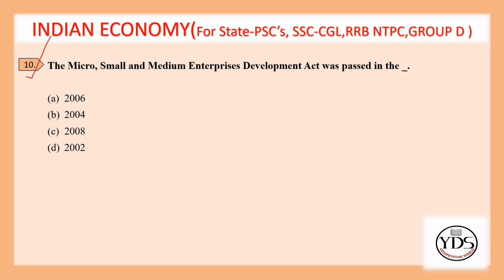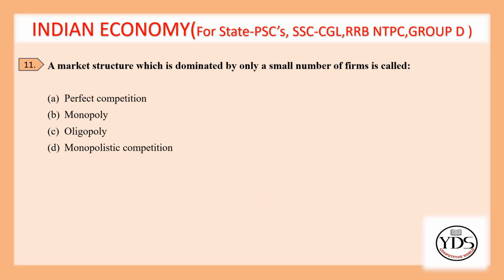10th question, the Micro, Small and Medium Enterprises Development Act was passed in the 2006, 2004, 2008, 2002. Option A, 2006 is the correct answer. 11th question, a market structure which is dominated by only a small number of firms is called perfect competition, monopoly, oligopoly, monopolistic competition. Option C, oligopoly is the correct answer.